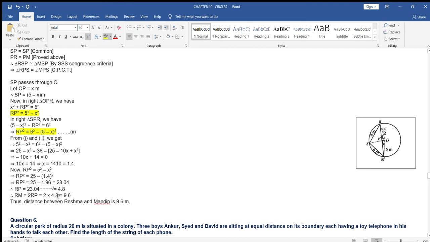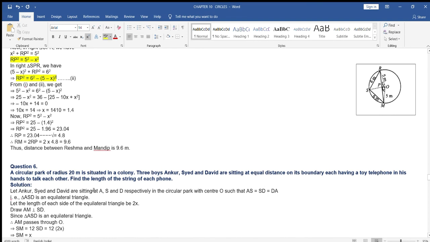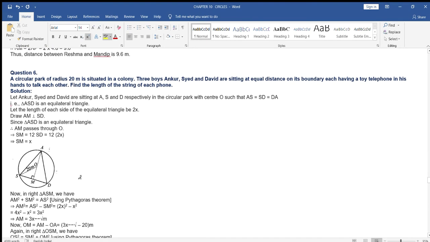Once we get the value of RP, then what is RM? It is twice of RP. So RM is 2 into RP, that is 9.6 meter. Okay, so this is all regarding our question number 5. Now question number 6 is there, a little bit similar to it.